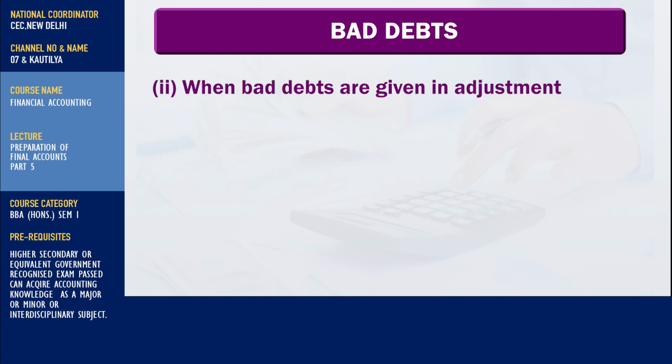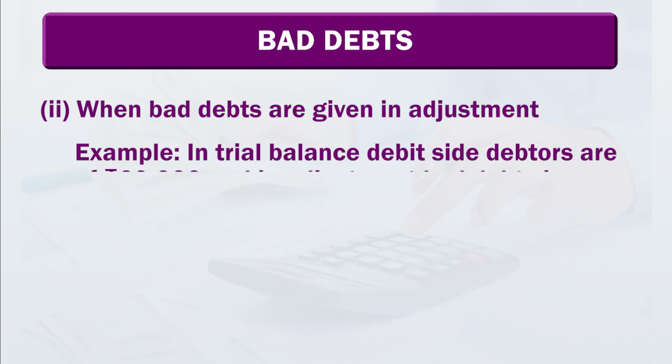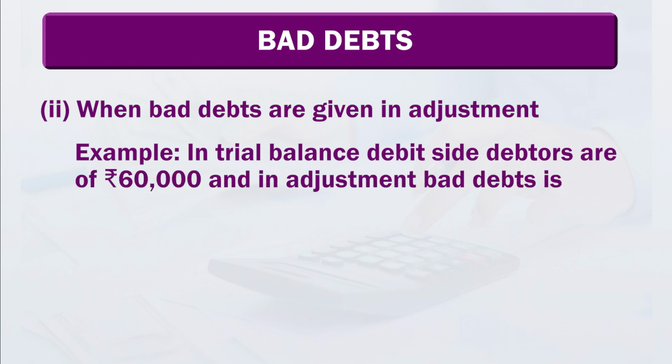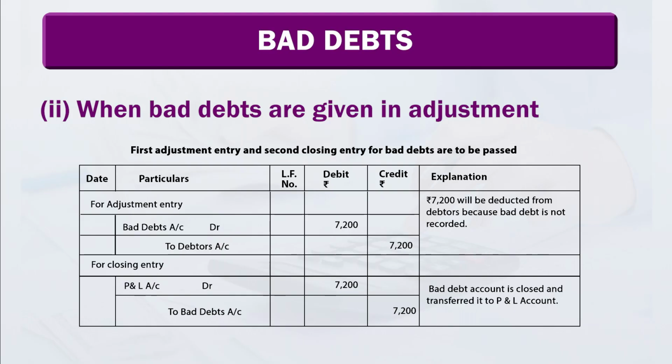Number 2, when bad debts are given in adjustment. This is a very important point, friends, try to understand it. In the trial balance, debit side debtors are of rupees 60,000 and in adjustment bad debt is estimated at 12%. It means that we have not deducted bad debts at all before preparation of the trial balance. It means this bad debt has not appeared in the trial balance and we have to pass the entry for this bad debt. So, here the total amount is rupees 60,000, 12% on that comes to 7,200 rupees.